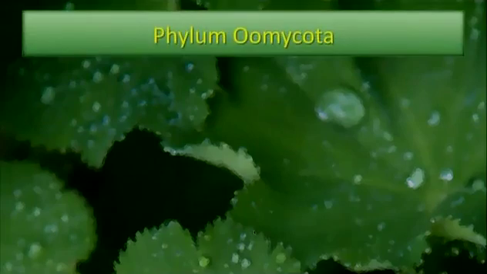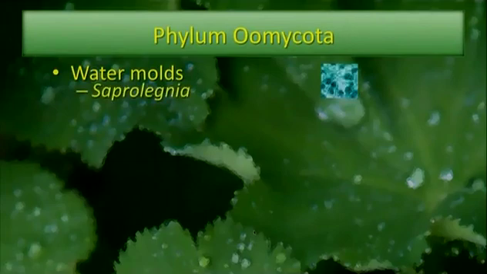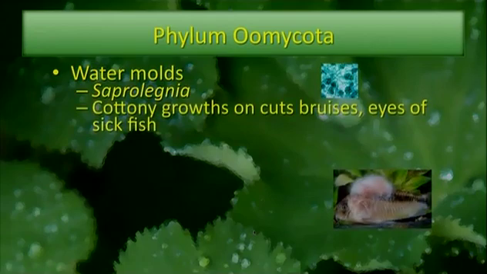Now the phylum Oomycota, the water molds. Saprolegnia is one. These are the cottony growths on cuts and bruises and on the eyes of sick fish. You see this kind of growth on this dead fish. And the growths on dead insects are from these water molds.